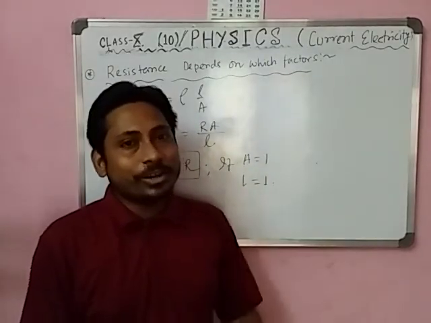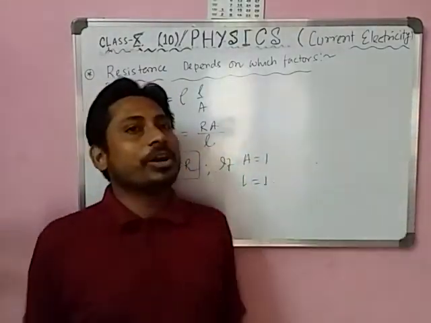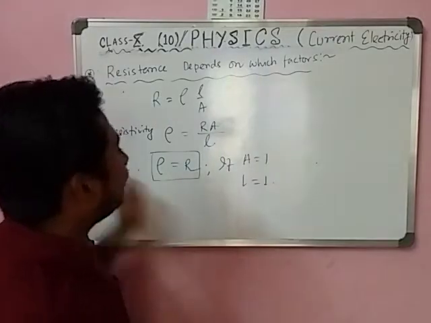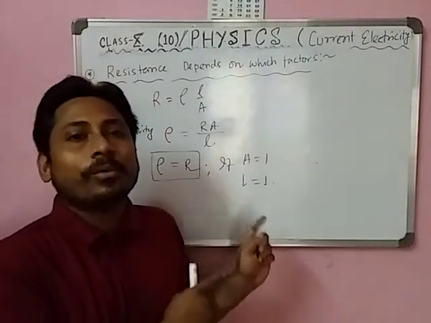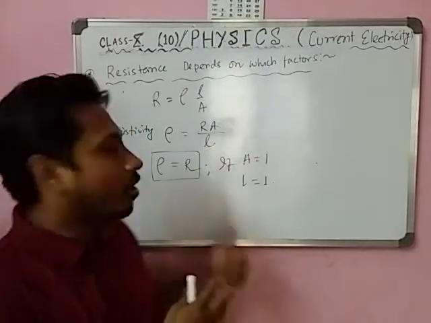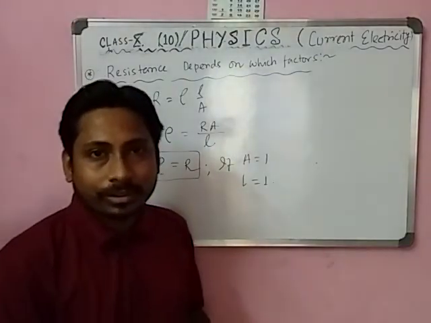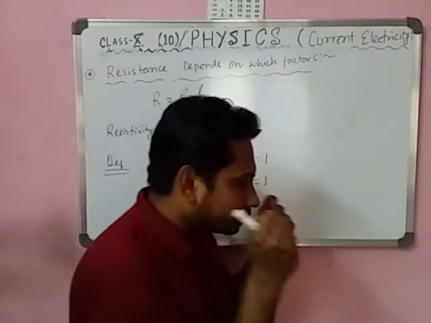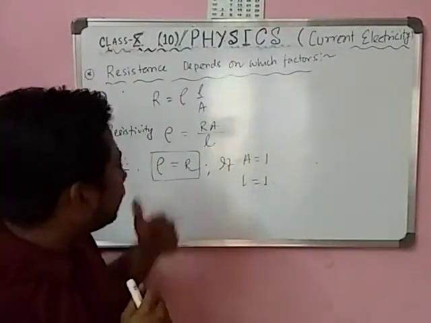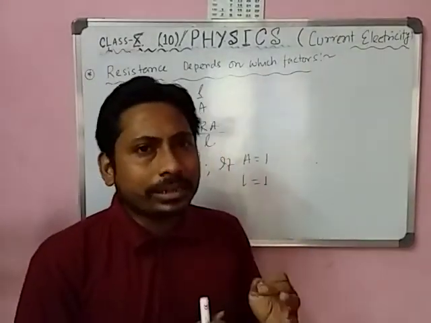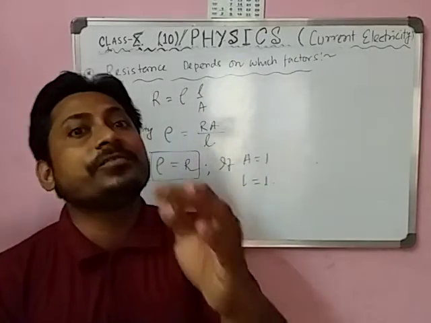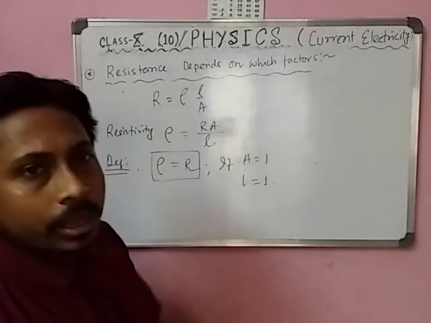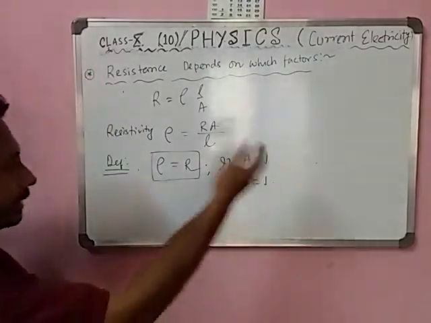In your book there are many things written in the definition. If you write it properly, then this is the easiest definition of resistivity. Now students, one more question: what is resistivity and what is the SI unit of resistivity? Your definition is already completed. Now we are going for the SI unit.